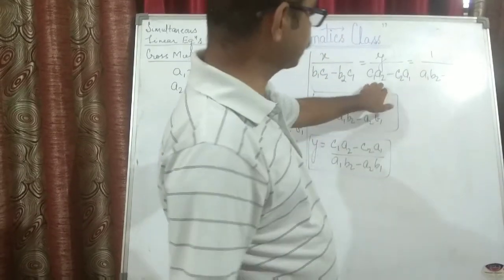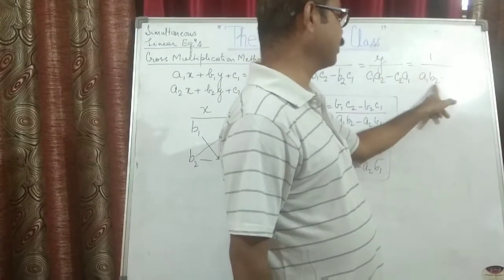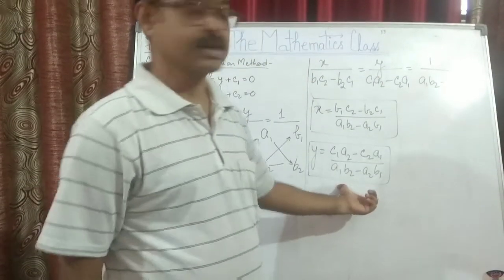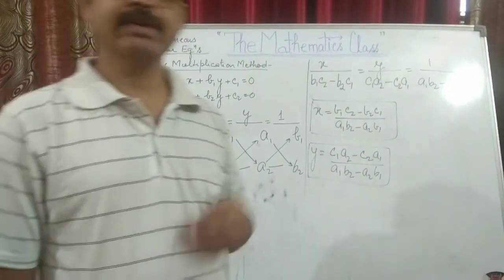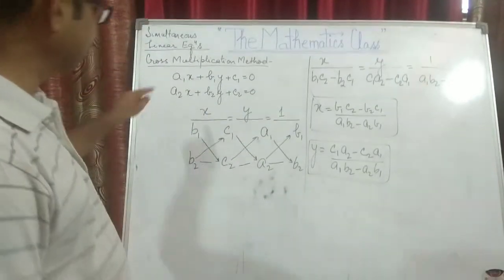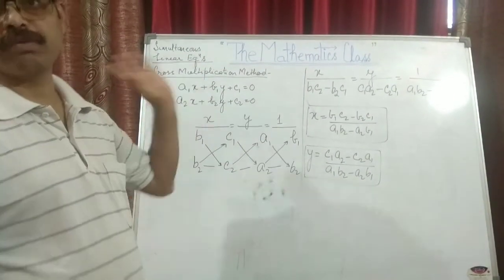In terms of y, this total portion will go to the numerator. So y is c1 a2 minus c2 a1 upon a1 b2 minus a2 b1. So in this way you will get the values of x and y. Whatever question you are given, you only have to find the values of a1, b1, c1, a2, b2, c2 and solve it out.